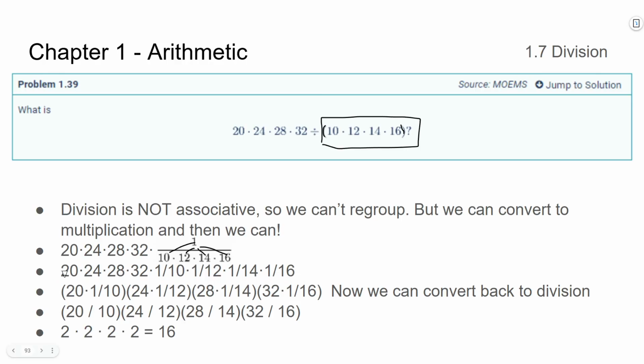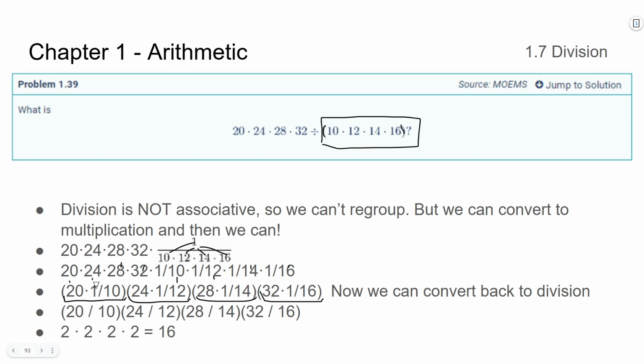So let's see, I see a 20 and a 1/10. I think that would probably divide pretty easily. We have a 24 and a 12. That would divide pretty easily. A 28 and a 14, a 32 and a 16. Those all seem to divide pretty easily. So let's group those together. So again, we have our 20 and our 1/10, our 24 and our 1/12, 28 and 1/14, and 32 and 1/16. So now we can convert back to division if we want to.